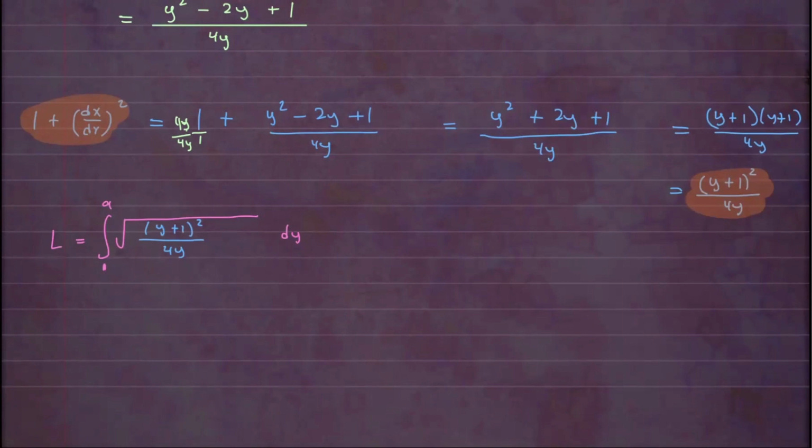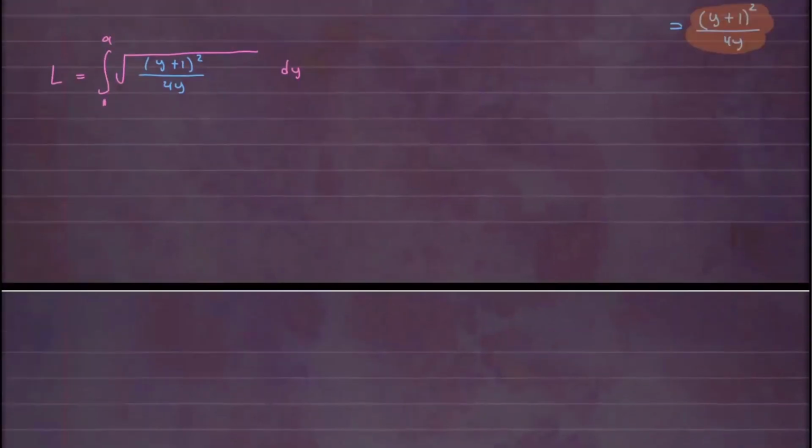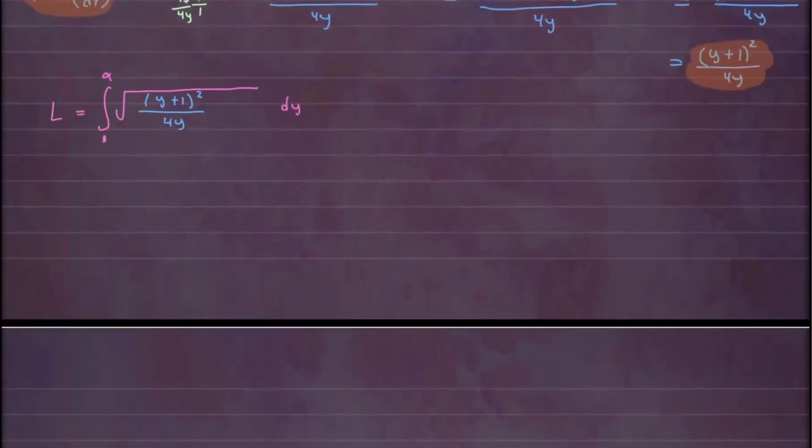All right, now this is a good problem to work on. It's not so difficult to integrate. The algebra was a bit heavy, but we can now continue. So this is equal to the integral from 1 to 9. I separate the square root. So we get the square root of (y plus 1) squared over the square root of 4y dy.